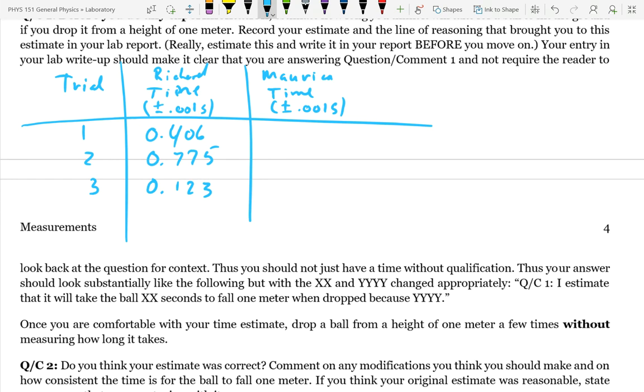Now notice in the data table, do I have units? I do because I have them in my column header. If you put the unit and the uncertainty in the column header, it's assumed that all the numbers under that column have that uncertainty and unit. So I could put it like this and save myself a lot of writing, or I could have not put that there and put plus or minus 0.001 seconds on each one. Either one works. I can tell you which one I would do.